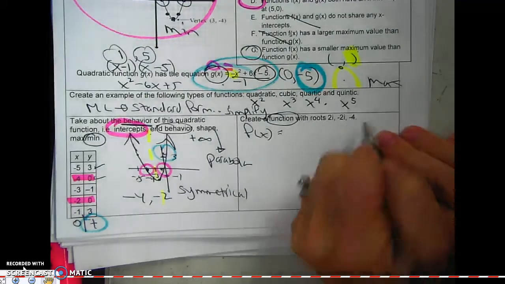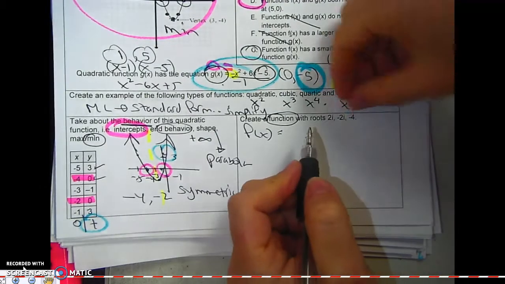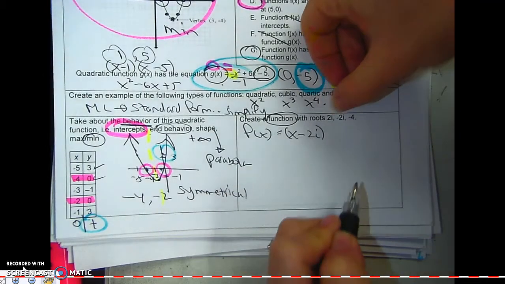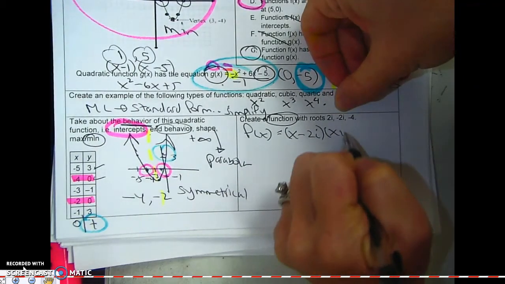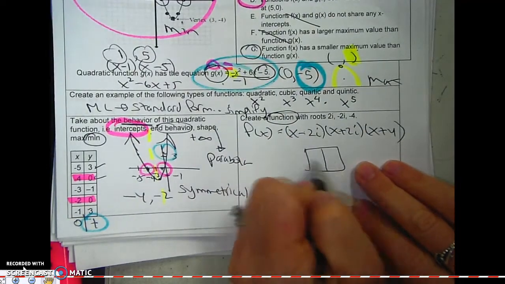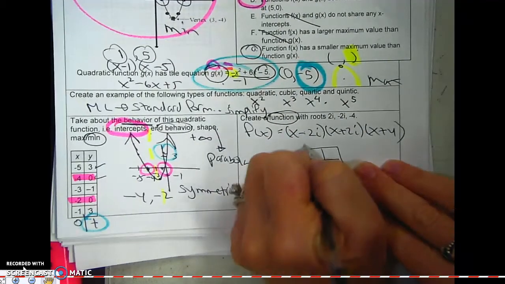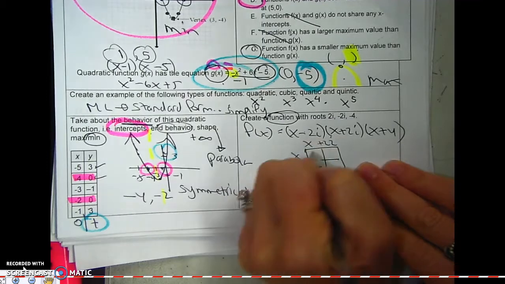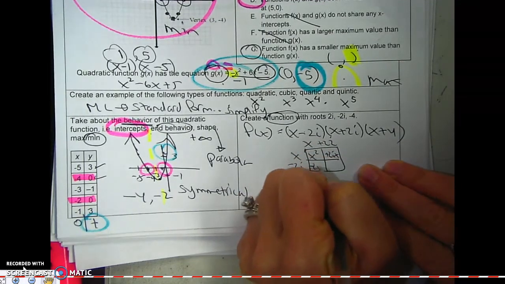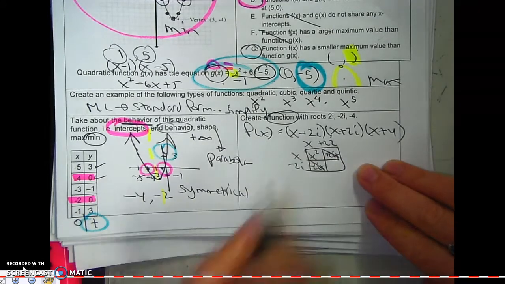I need to do the opposite. Well, if I do the opposite of 2i, it's x minus 2i. The opposite of x minus 2i is x plus 2i. The opposite of negative 4 is x plus 4. I'm going to do a box for the first two. X minus 2i, x plus 2i: x squared, plus 2ix minus 2ix, which makes it gone.